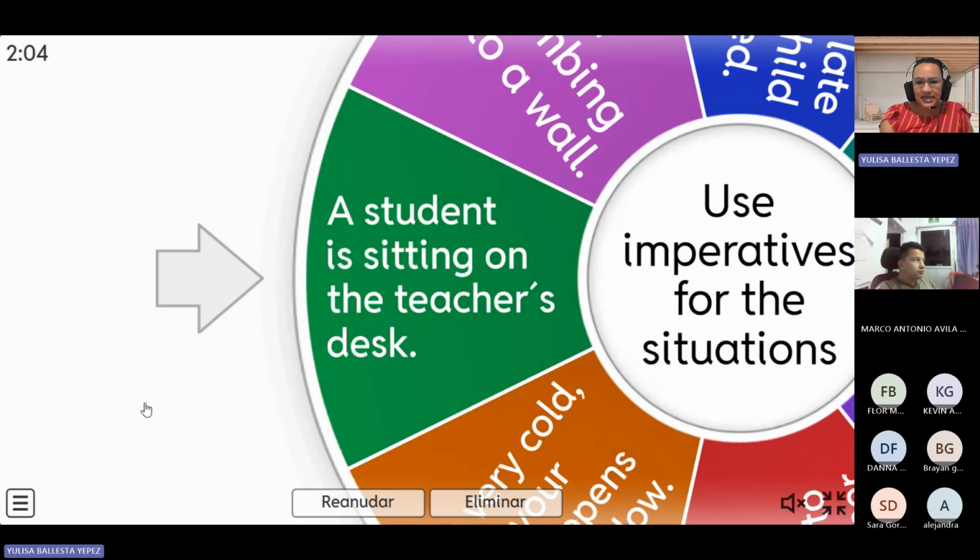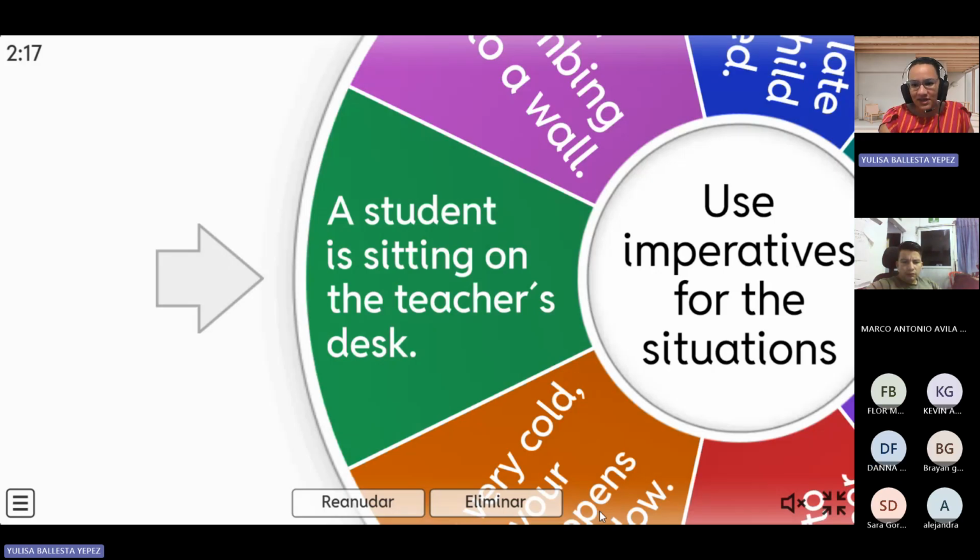And let's continue with Belle. Is Belle here or did Belle go out? A student is sitting on the teacher's desk. My goodness. What would you say to this person? Maybe Sarah? Yes, stand up and sit on your desk. Yes, and sit on your desk or maybe your chair, okay? Chair, because the chair is where we have to sit.